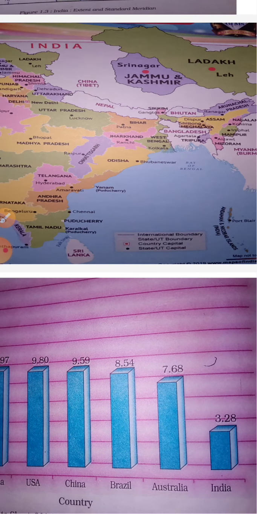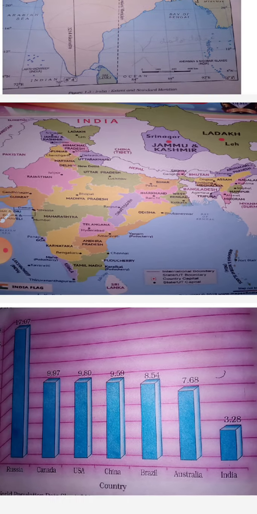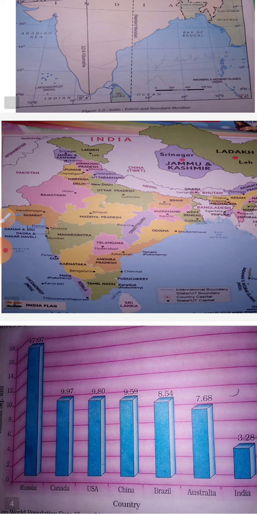And from this topic you may also get the question, mention the names of the countries which are larger in size than India. So in proper sequence you can write it this way, as I have shown you in the diagram: Russia, Canada, USA, China, Brazil and Australia. These are the 6 countries which are larger in size than our country.